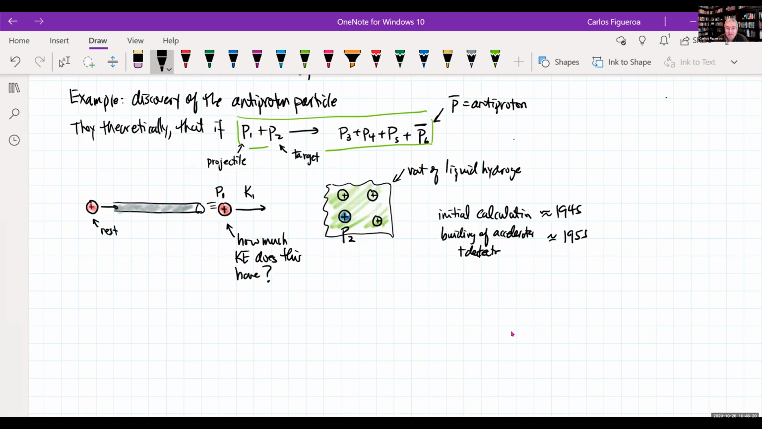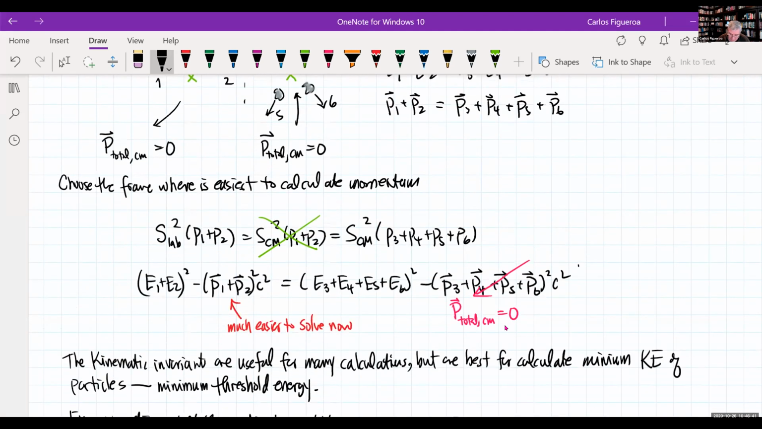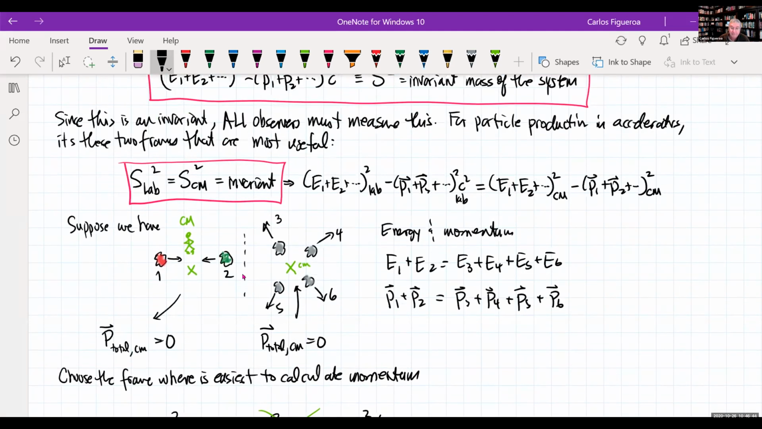So the initial calculation, guess what they did? They used this to get the minimum kinetic energy that that particle had to have in order to produce this reaction. So here we go. If you do that, we kind of already have our picture right here. That's our picture right here.